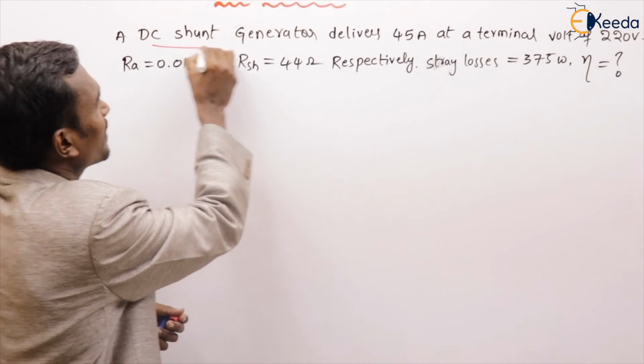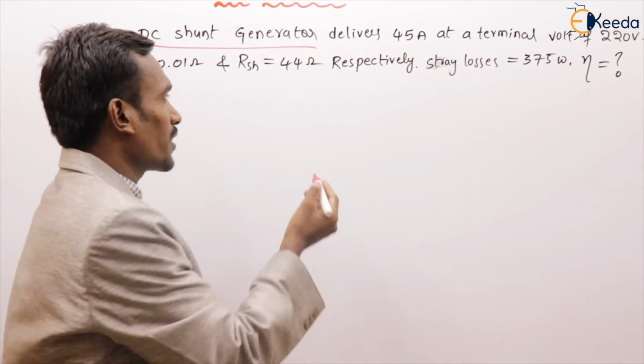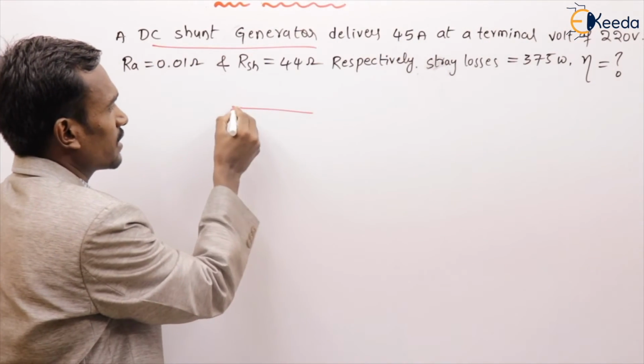See here, it is a DC shunt generator. Draw the DC shunt generator.